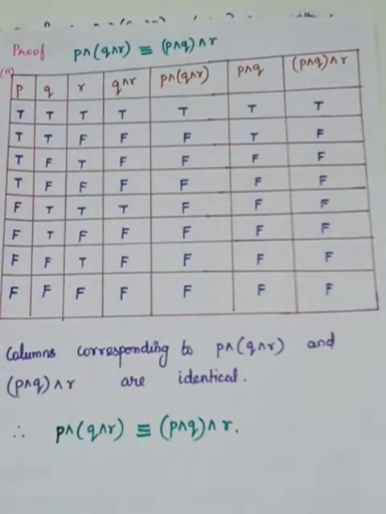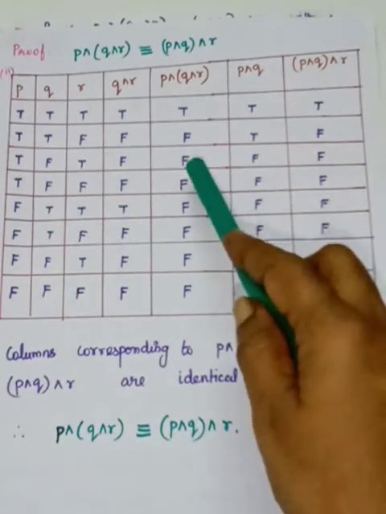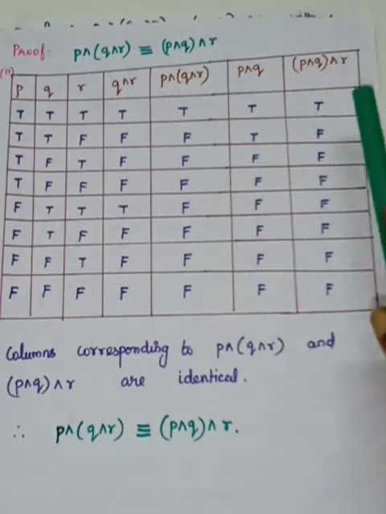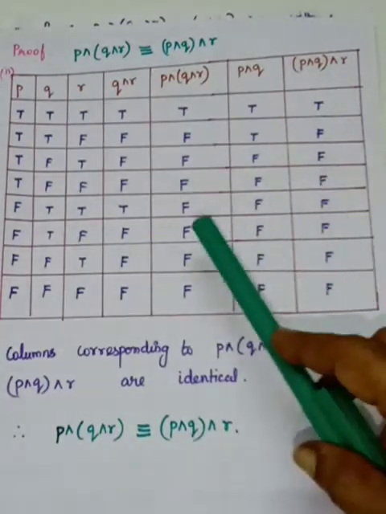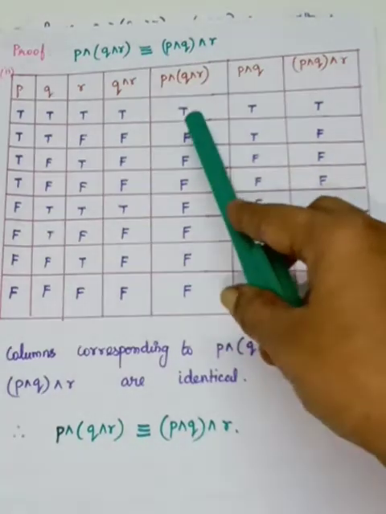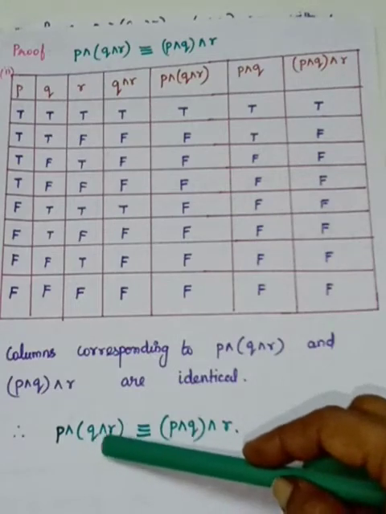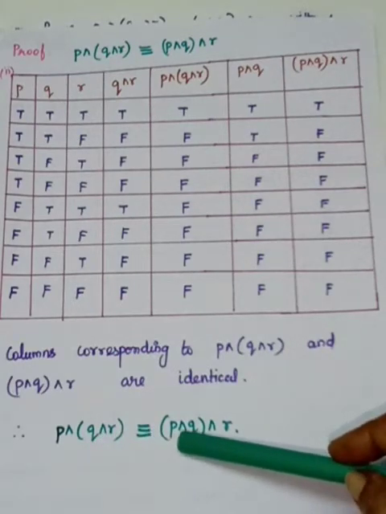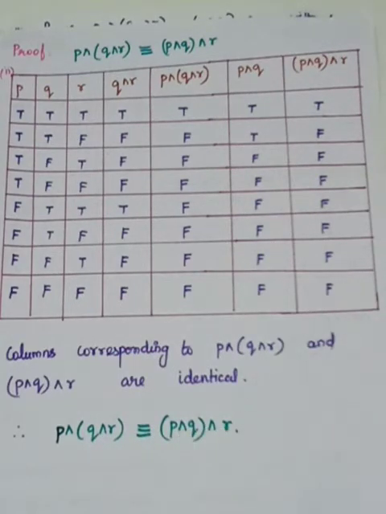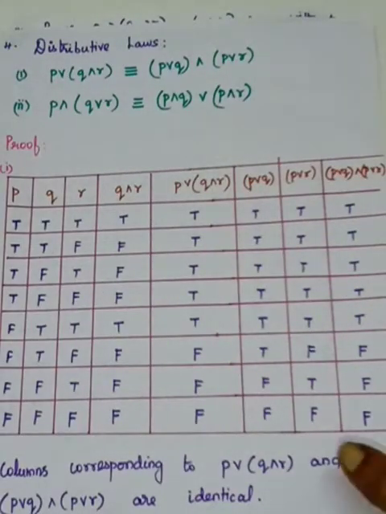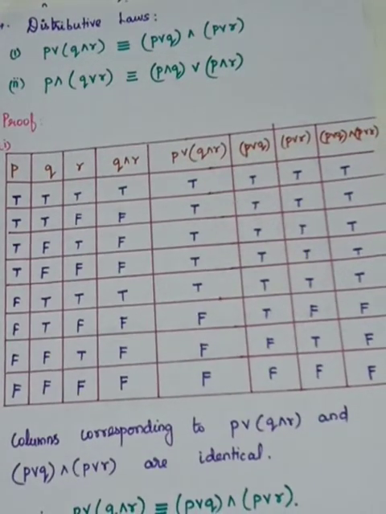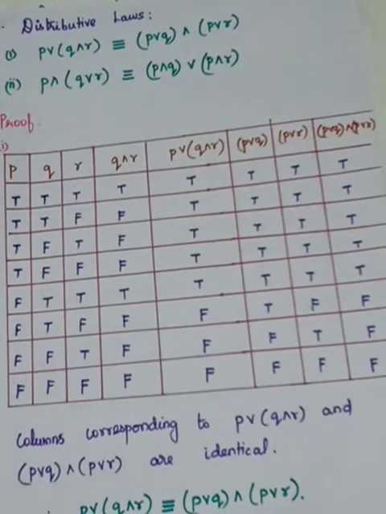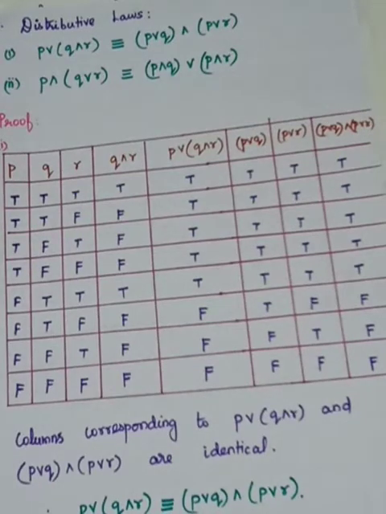So you have to see the fifth column and the seventh column. You see the truth values. Only one is true, others are false. They are identical. So therefore (P and Q) and R is logically equivalent to P and (Q and R). So this is called the associative law. So we have seen how many laws? 3 laws. One is the idempotent law, next one is the commutative law, and the third one is the associative law. Coming to the fourth one, distributive law.